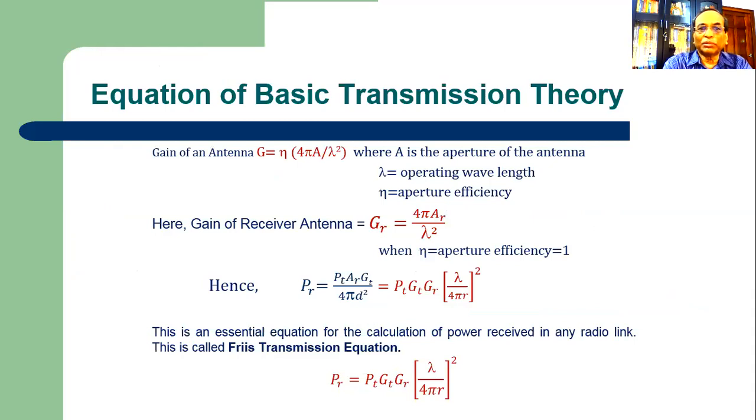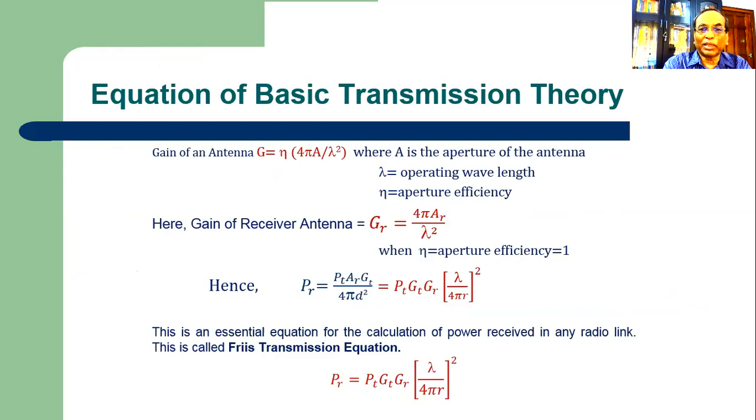Equation of basic transmission theory. From the very basic principle, the general equation of the gain of the antenna G is equal to eta into 4 pi A divided by lambda square, where A is the aperture of the antenna, lambda is the operating wavelength, and eta is the aperture efficiency.